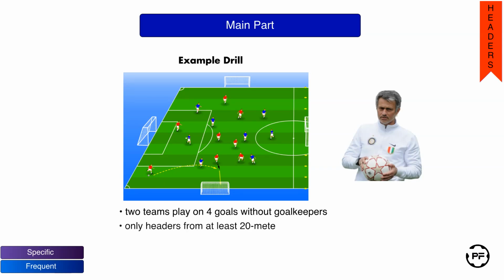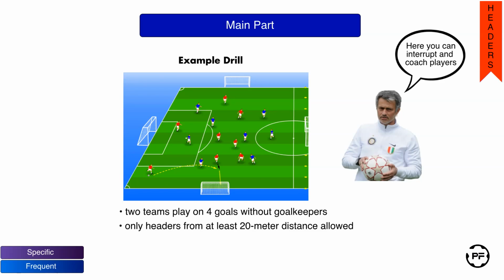Here it is not allowed to score with the foot, only with the header, and only headers from at least 20-meter distance are allowed. Here you can interrupt and coach your players certain crossing and heading skills. Again, this is specific because we teach crossing and headers. And secondly, all actions are frequent since all players do is try to score a header.